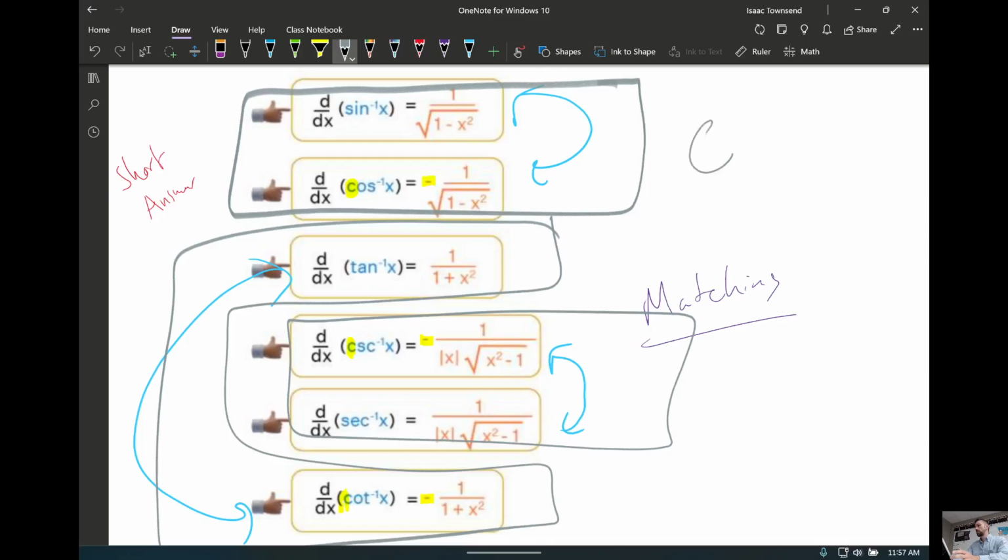Starts with the C. SOHCAHTOA? Cofunction. Closer. These were the co-functions.